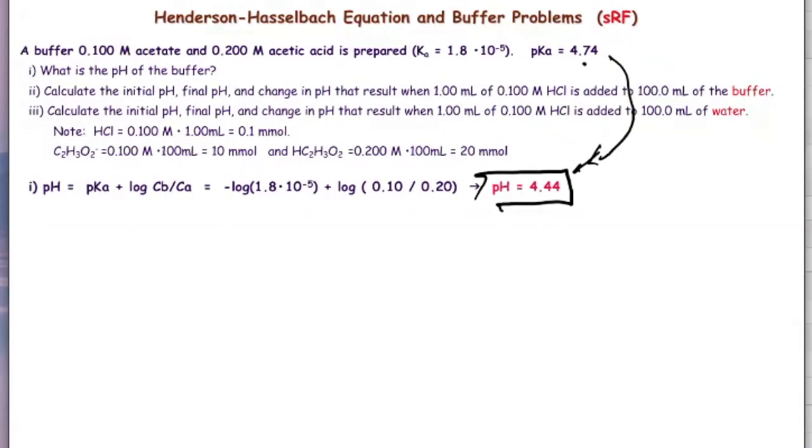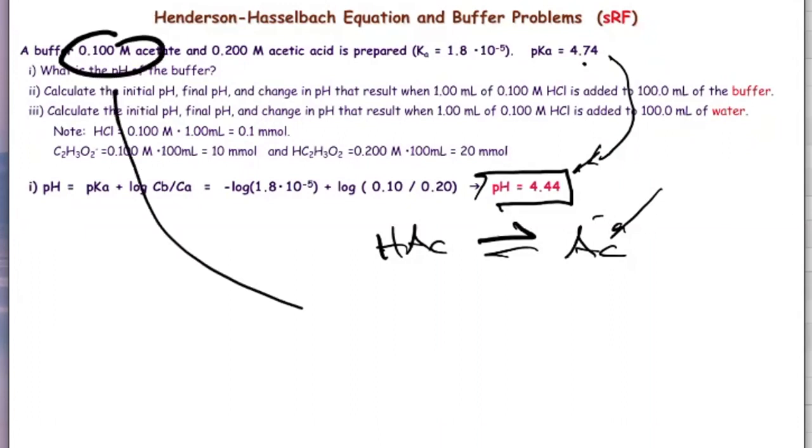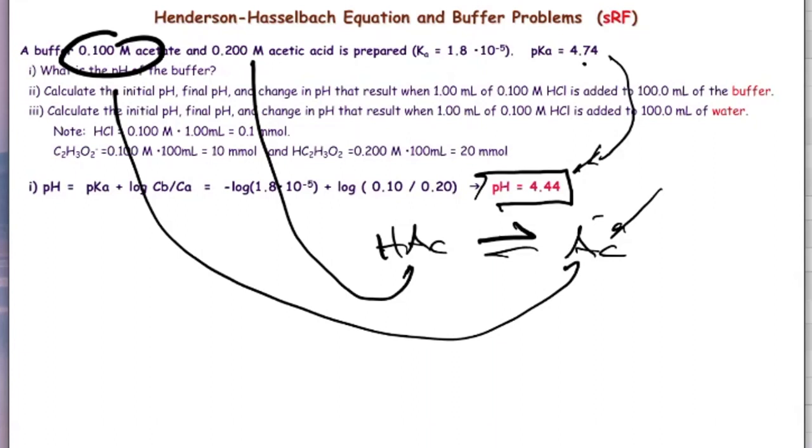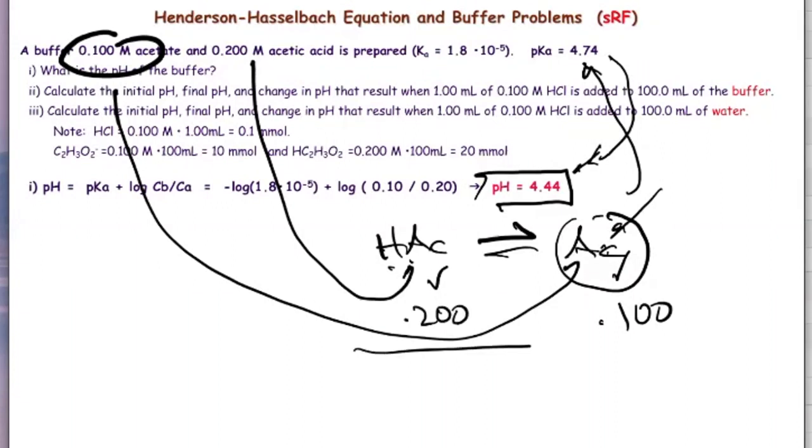You have acetic acid, you have the acetate ion, and the acetate ion is much lower, 0.10 molar, and the acetic acid is 0.2. So what's going to happen, of course, is that the ratio here is going to be such that this solution is going to be more acidic than usual. If this and this were the same concentration, you would get a pH of 4.74.